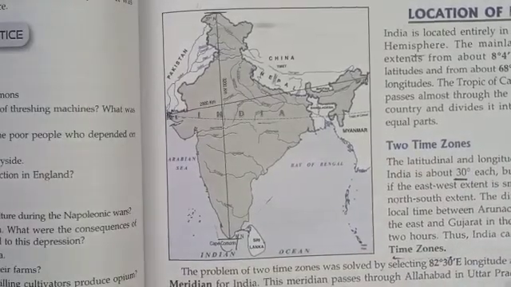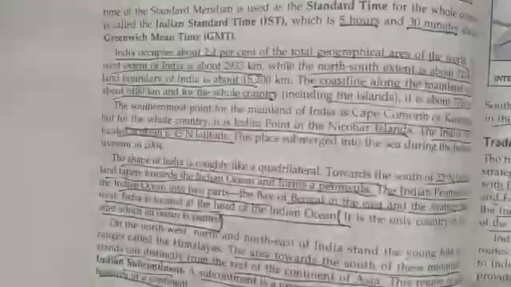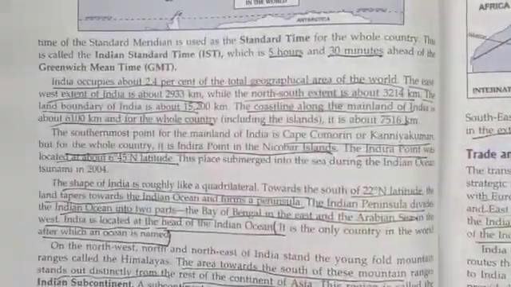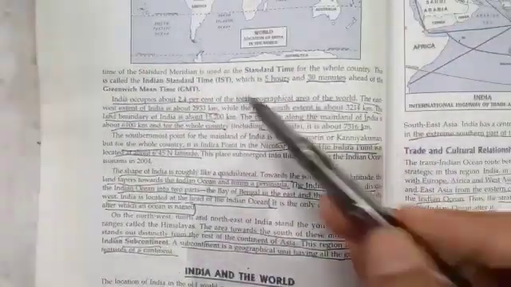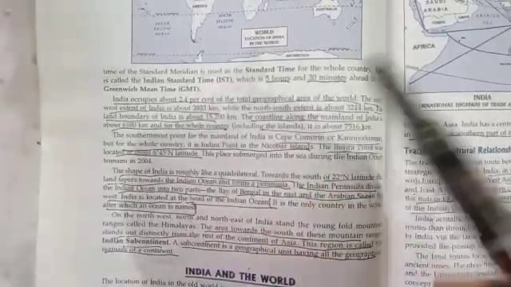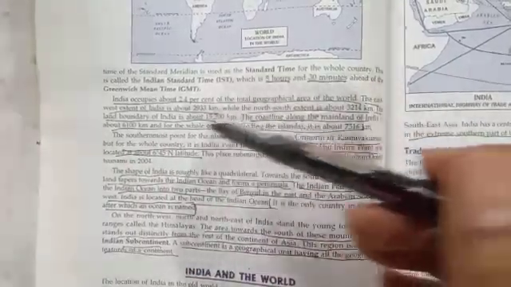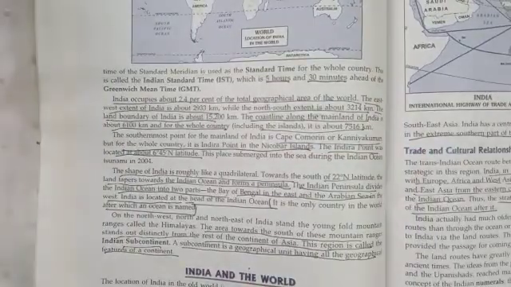So I think you have understood in this video the location of India, time zones, and important information regarding our country: the boundary, coastline, peninsula and Himalayan ranges.